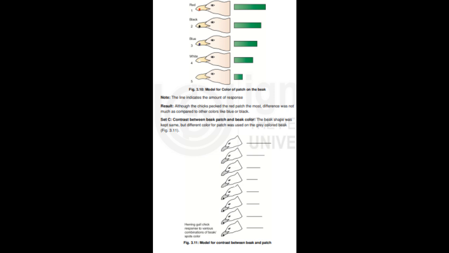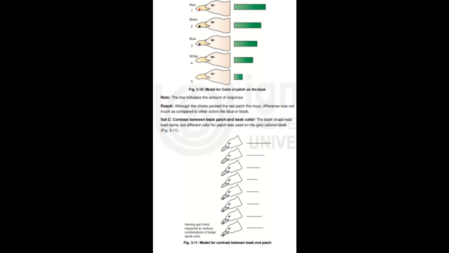Set B. Color of patch on the beak. In this experiment, the beak shape was kept the same, but a different color of patch was used on the yellow-colored beak. Fig. 3.10. Look at the screen. Fig. 3.10. Model for color of patch on the beak. Note, the line indicates the amount of response. Result, although the chicks pecked the red patch the most, the difference was not much as compared to other colors like blue or black.